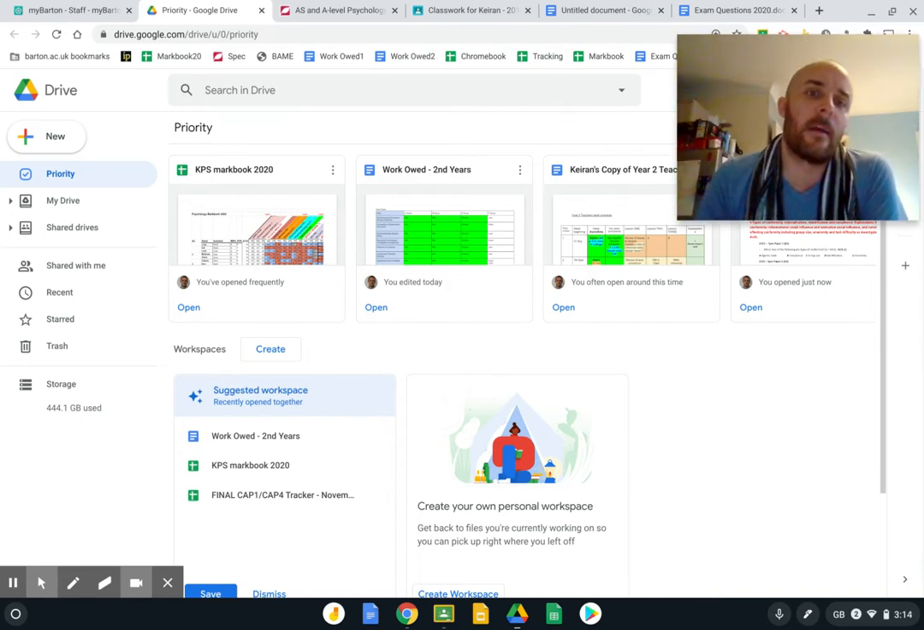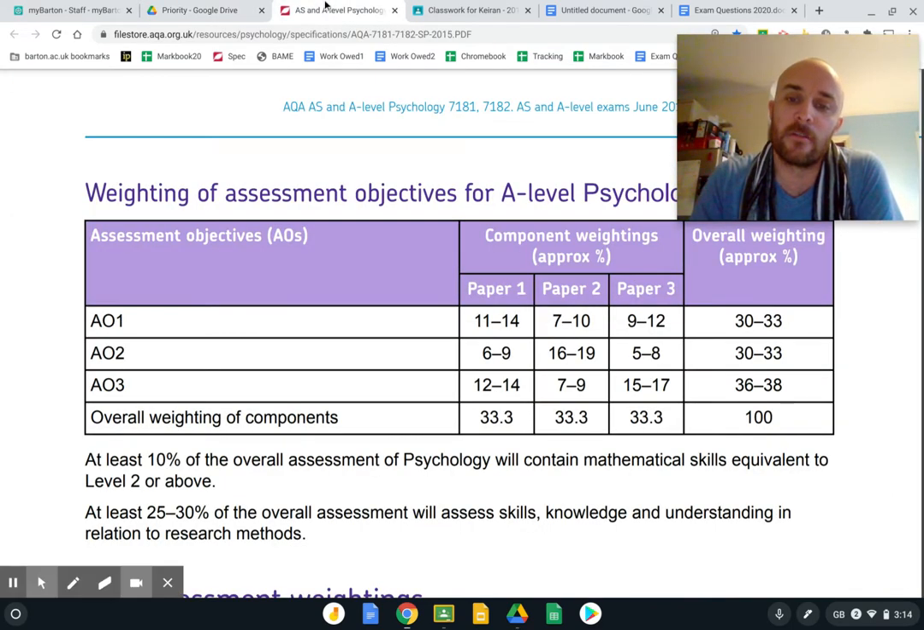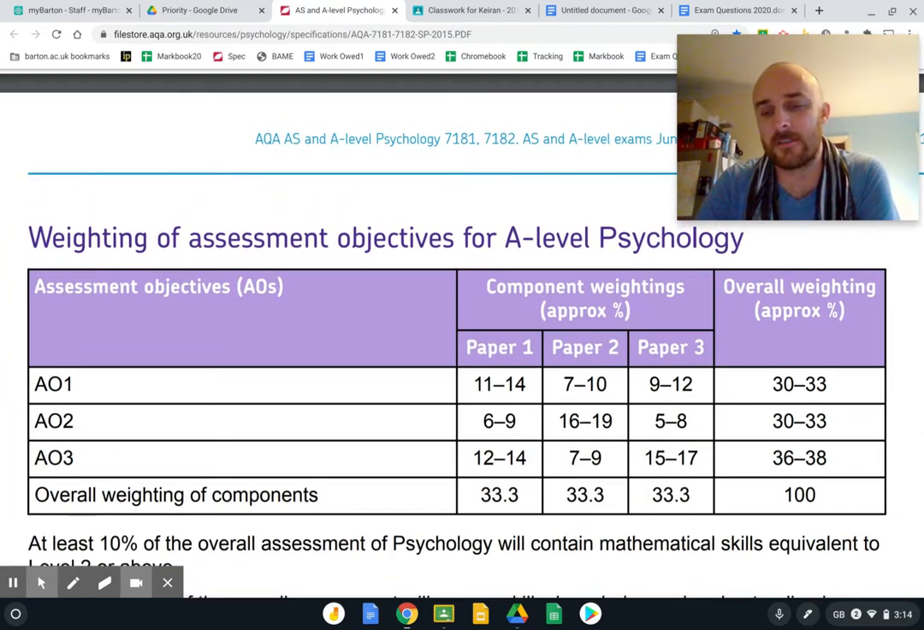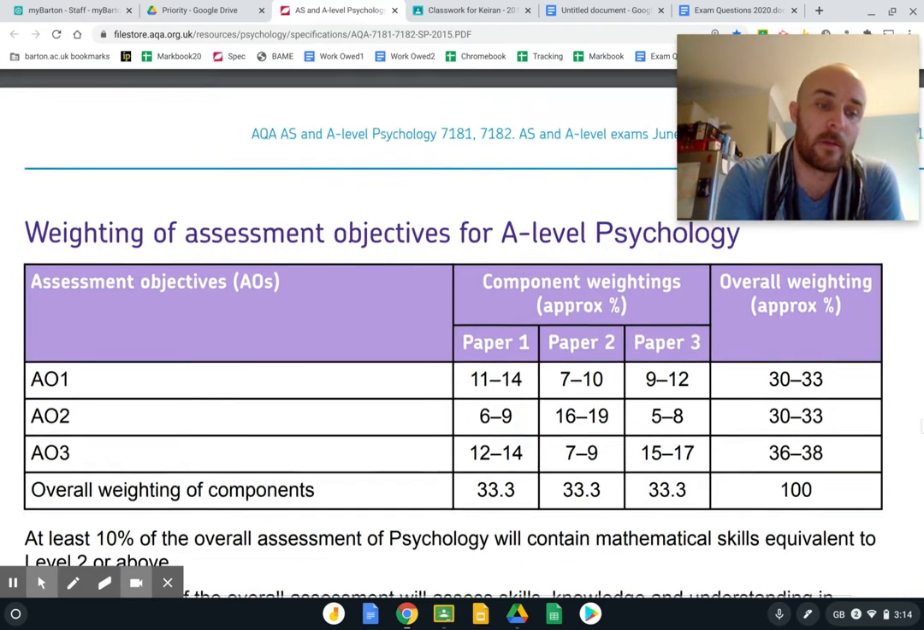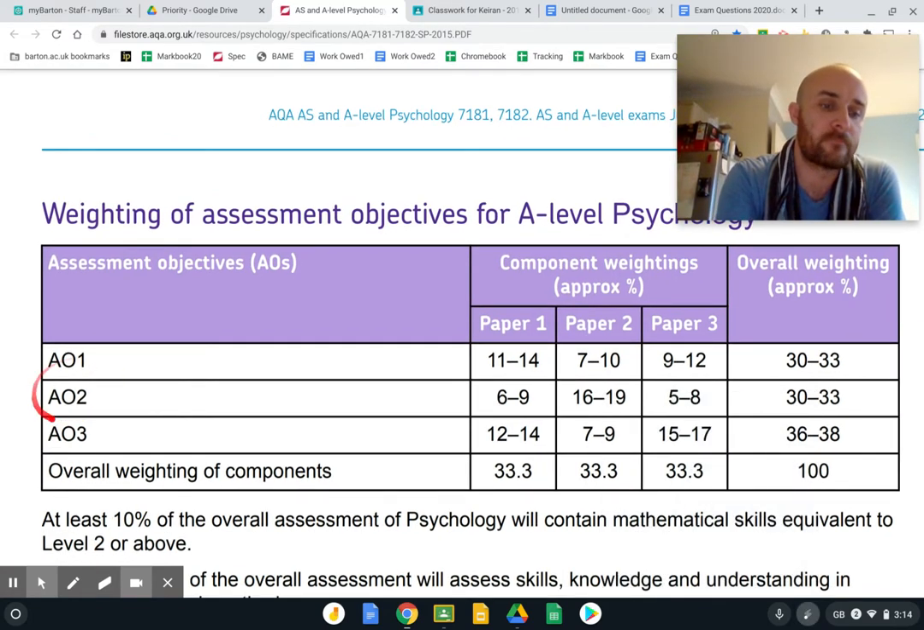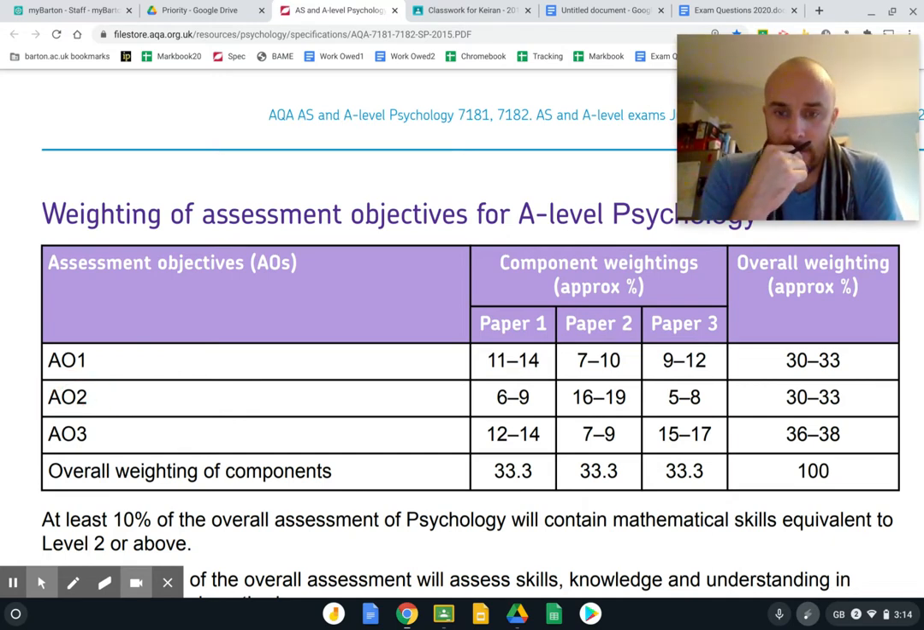So when we're talking about AO2 again, let me just show you this chart. Where is it going to come up most? Paper 2. It's so much more in paper 2 than any other paper. AO2 here is obviously application. And have a look, between 6 and 9% of your entire grade.